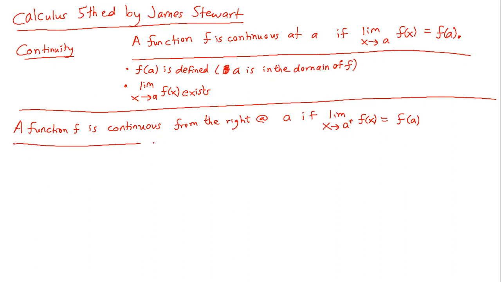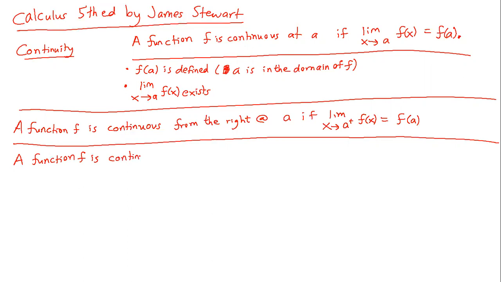Also we can talk about continuity on an entire interval. So these have been continuity at points. Let's talk about continuity on an interval. A function f is continuous on an interval if it is continuous at every number in the interval.